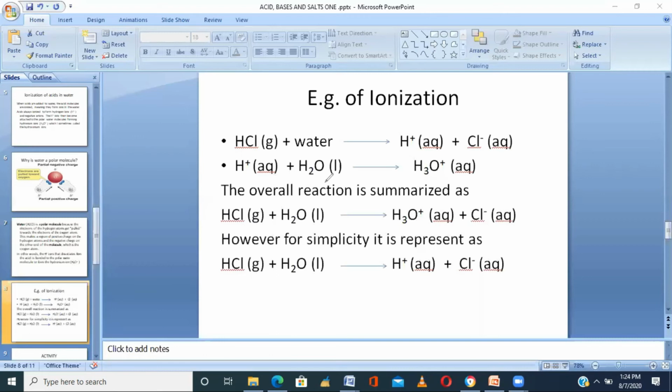Now, the overall reaction can be summarized as hydrogen chloride gas, because it's not in the aqueous form, so it's not going to be hydrochloric acid, it's going to be hydrogen chloride gas, reacts with water to give you the hydronium ion plus the negative anion, which is the chloride. However, for simplicity, it could be represented as H positive and Cl negative, right? Because sometimes you would see it like this. But really and truly, you know that this hydrogen is going to further react with the water here to give you this, to produce back this. Isn't that so? Yes, sir. Good.